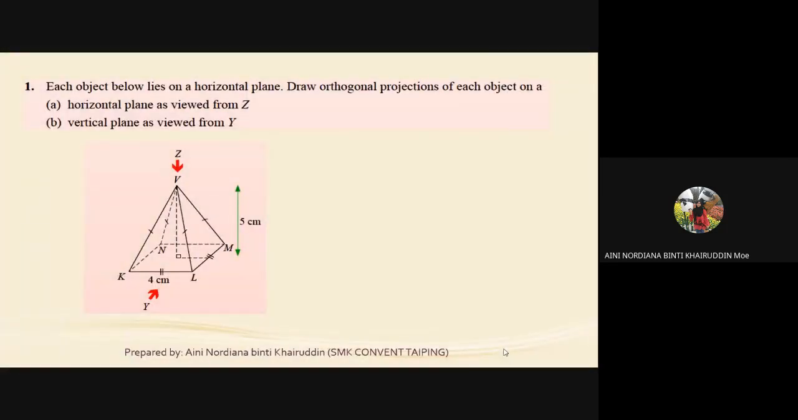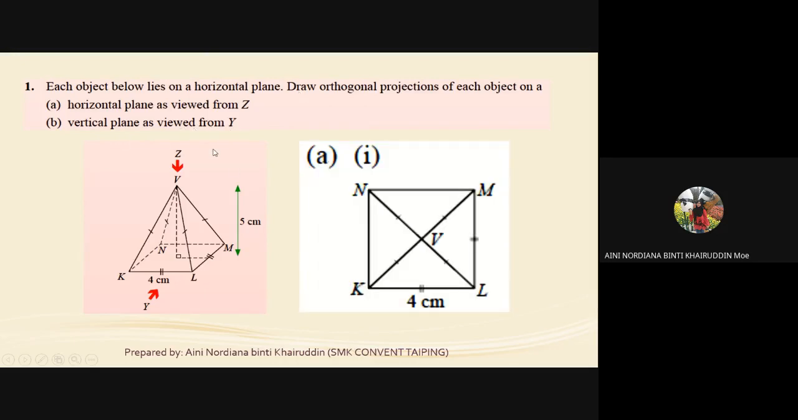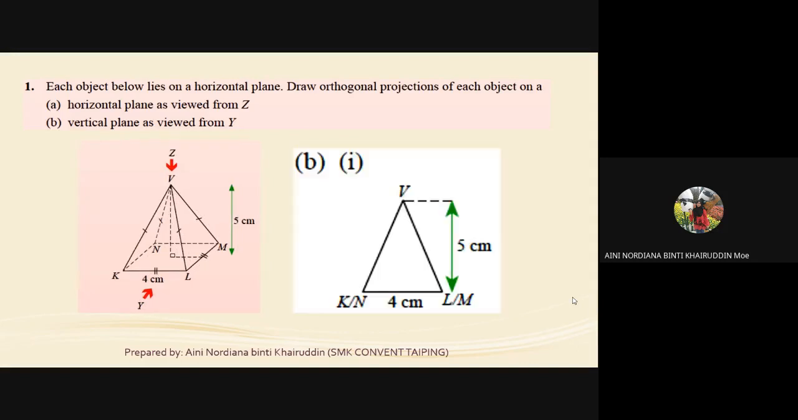So each object below lies on a horizontal plane. Draw the orthogonal projection of each object on a horizontal plane as viewed from Z and as viewed from Y. So from Z, you will see like this. And this is the answer for B, as viewed from Y, for diagram 1.